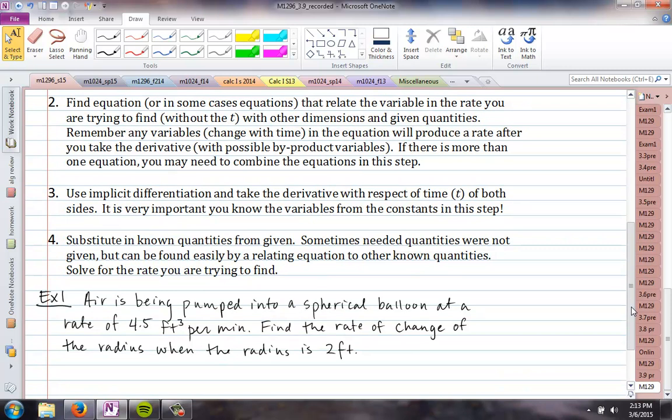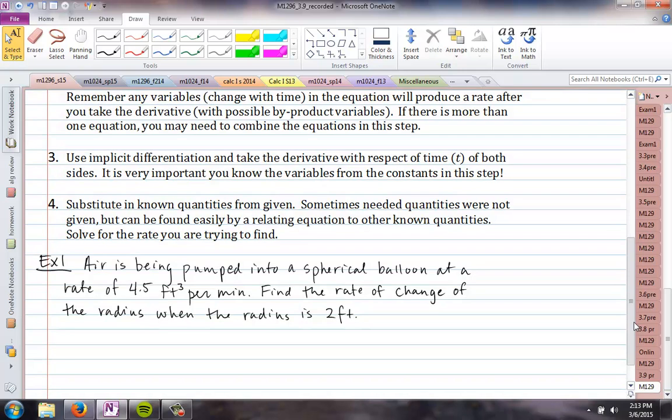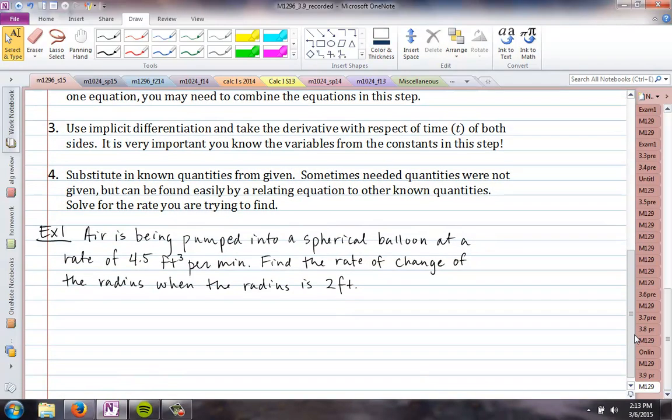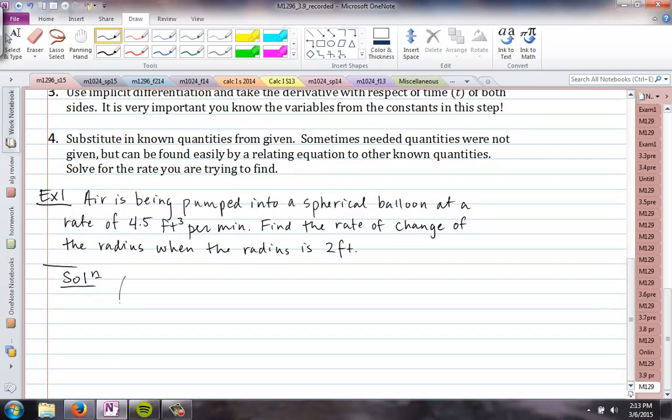So we'll start with example 1. Air is being pumped into a spherical balloon at a rate of 4.5 feet cubed per minute. Find the rate of change of the radius when the radius is 2 feet. So I'm going to start out by drawing a little picture. Nothing too complicated here. Just trying to draw a balloon that is being pumped with air. And it's a spherical balloon, so I try to draw that as close as I could to a circle.